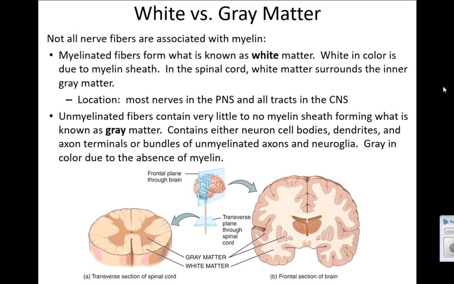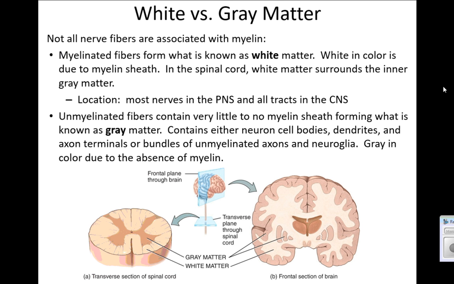Some of you have taken anatomy and have gotten to dissect sheep brains. Some of you will get to do that this semester. One of the coolest things about dissecting the brain or the spinal cord is that you will find parts of the brain and spinal cord that are lighter in color, and parts that are darker or duller in color.